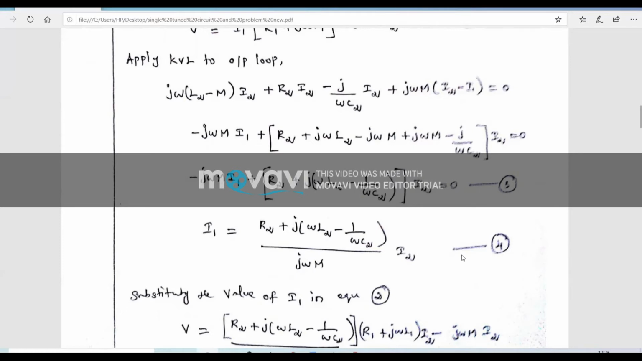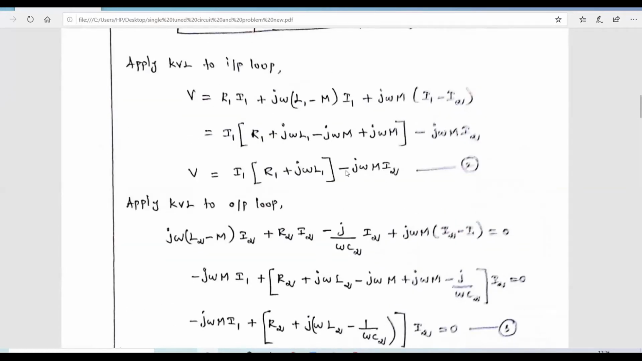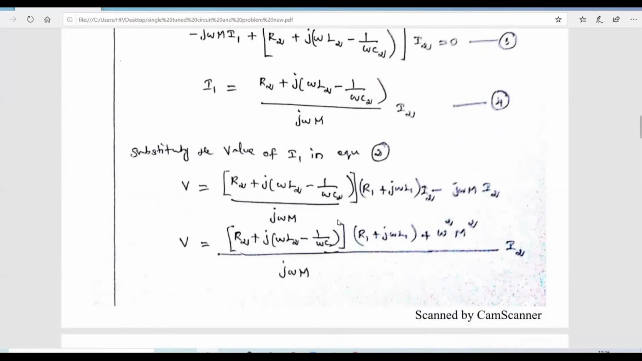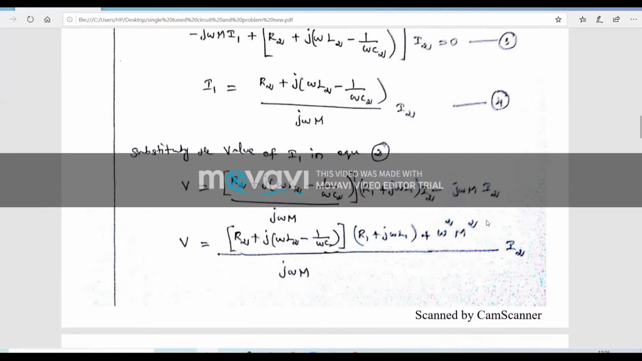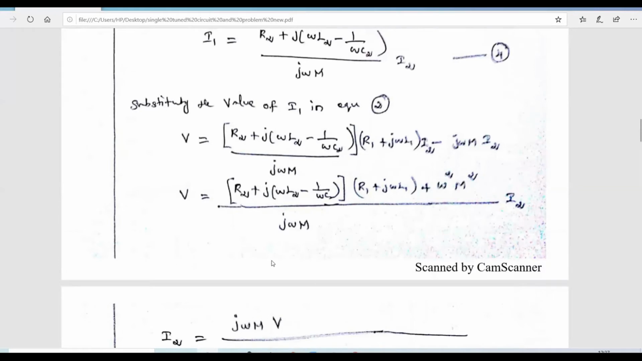Then substitute this I1 value in equation number 2. In equation number 2, we get V equals that I1 value into I2 minus j omega M into I2. In these two terms, you take I2 as common and then take the LCM. For this term, we will get this one. From this, what is our aim?